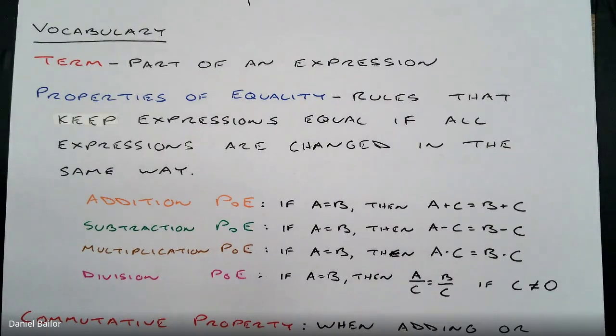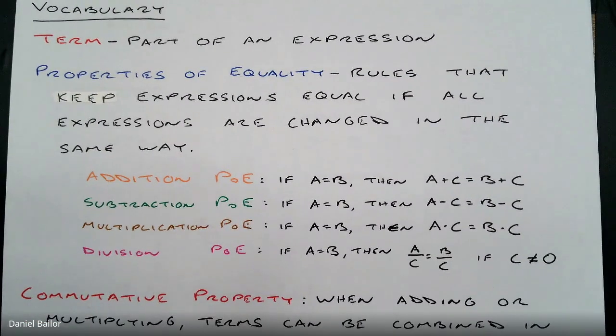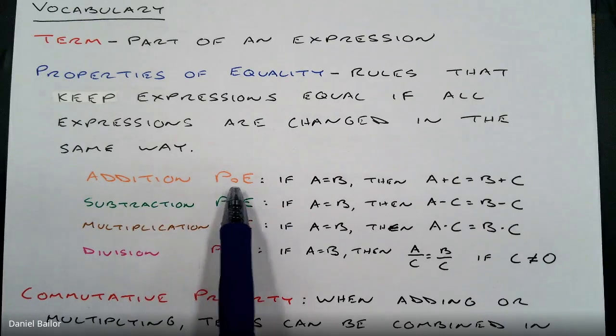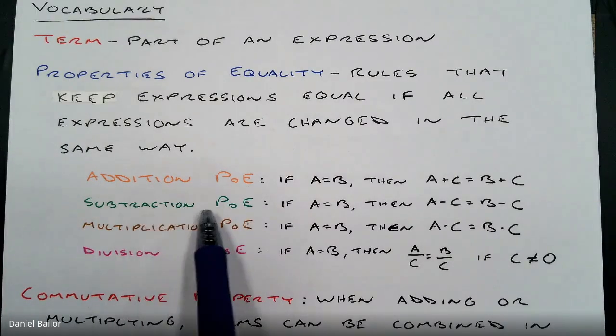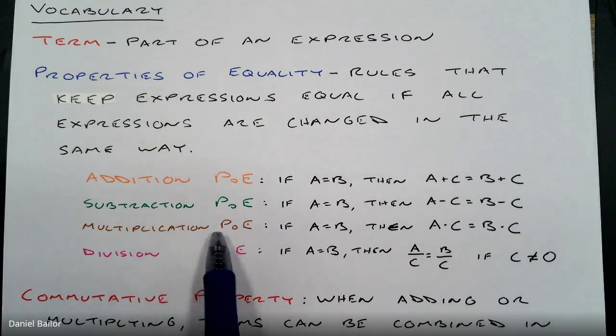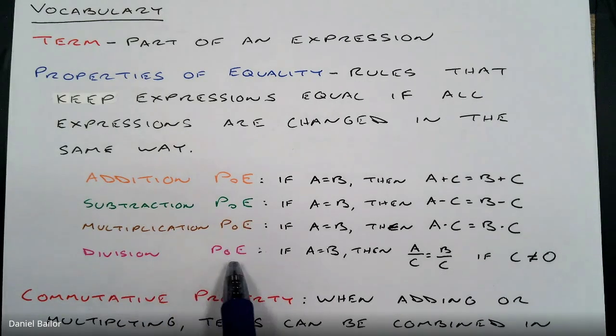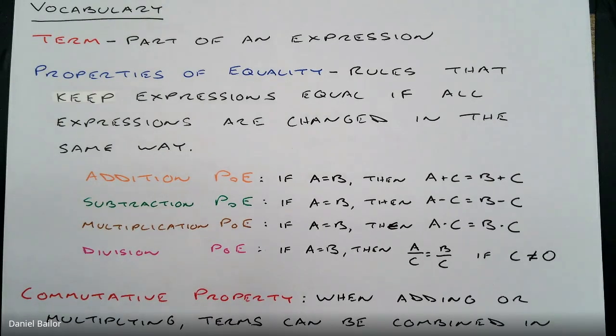To find x, we need to use the properties of equality. Now, properties of equality, you see on the paper, are rules that keep expressions equal if all expressions are changed the same way. So these are rules that keep expressions equal as long as all the expressions in an equation are changed the same way. And there's 4 types of properties of equality. There's the addition property of equality, addition POE, the subtraction property of equality, the multiplication property of equality, and the division property of equality. There's 4 of them.